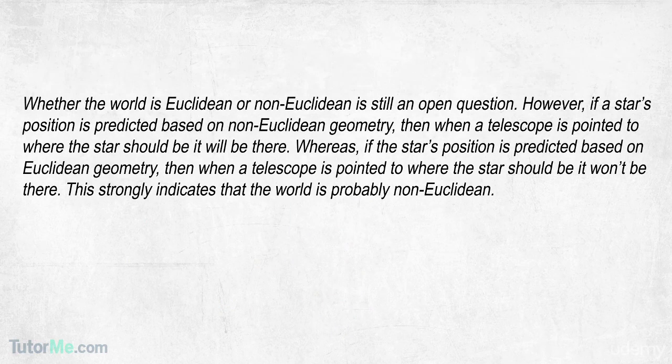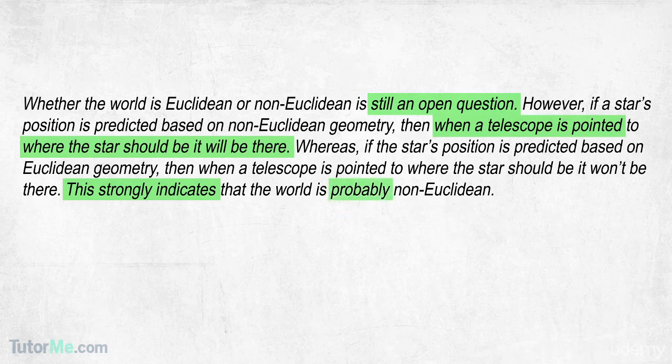Although the opening of the passage states that we don't know whether the world is non-Euclidean, the author goes on to give evidence that it is non-Euclidean. The author doesn't say that the world is non-Euclidean, just that the evidence strongly indicates that it is. In the last sentence, the word probably properly limits the scope of the main idea that the world is most likely non-Euclidean, but can't be stated so definitively.